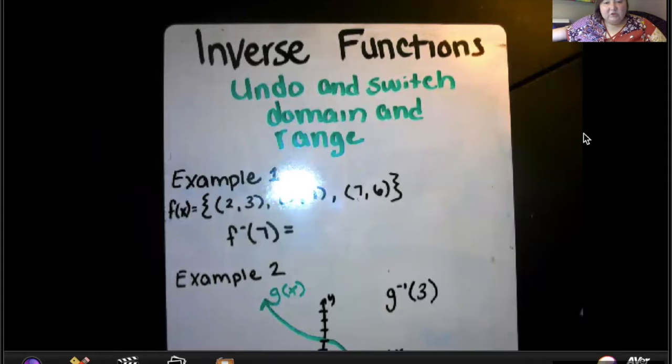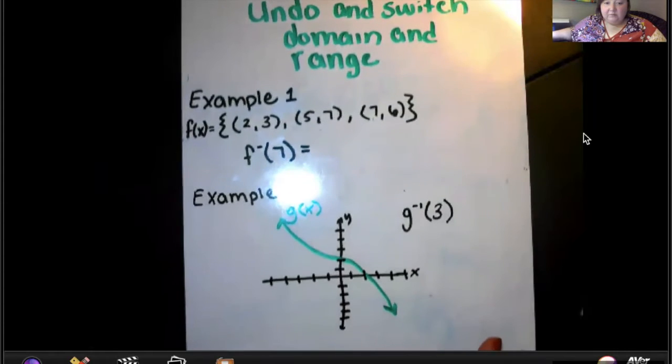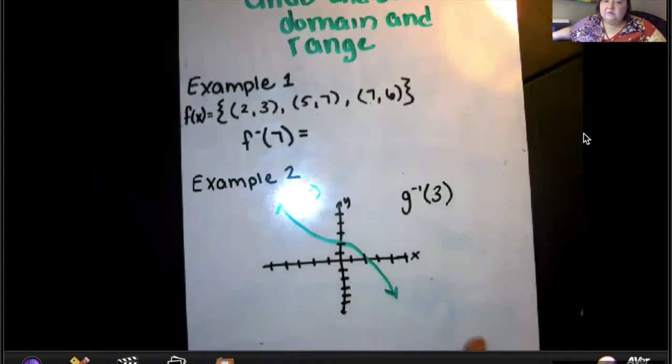In this video, we're going to look back at inverse functions. If you'll remember, an inverse function undoes another function. Or we can also look at it as the inverse function is going to switch the domain and the range. So for example, in this first problem, we have the set (2, 3), (5, 7), and (7, 6).